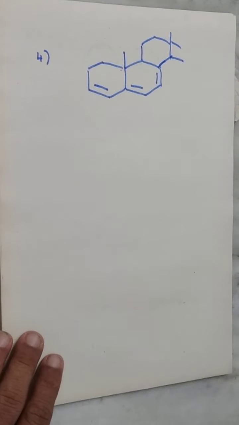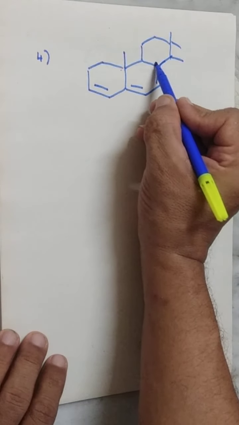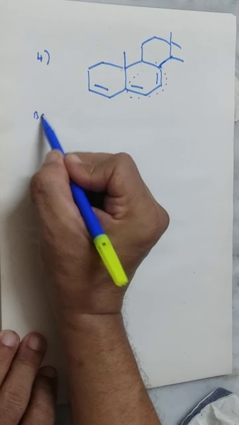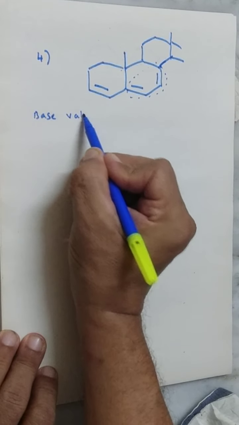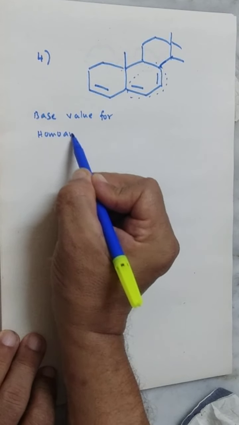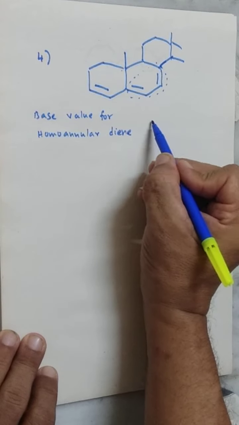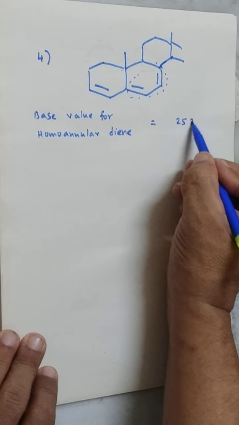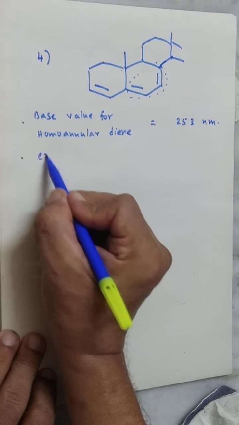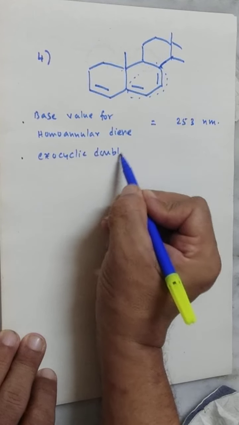Over. Then now coming to the fourth example. Now see here. Again this part is nothing but your homoannular diene. The base value for homoannular diene is equal to 253 nanometers. Right. And then you have exocyclic. Once you have the concept, then everything is very clear.